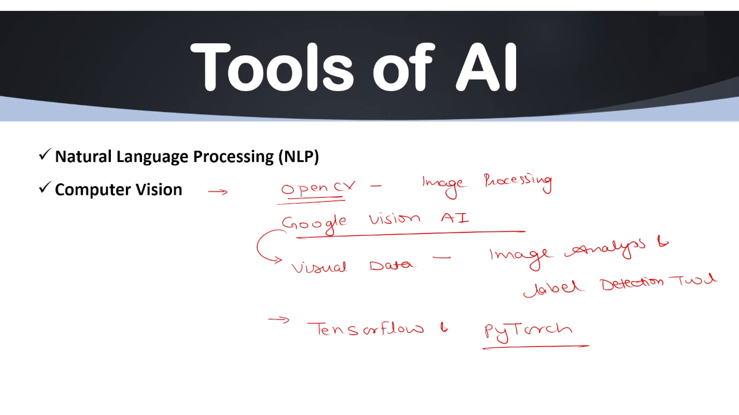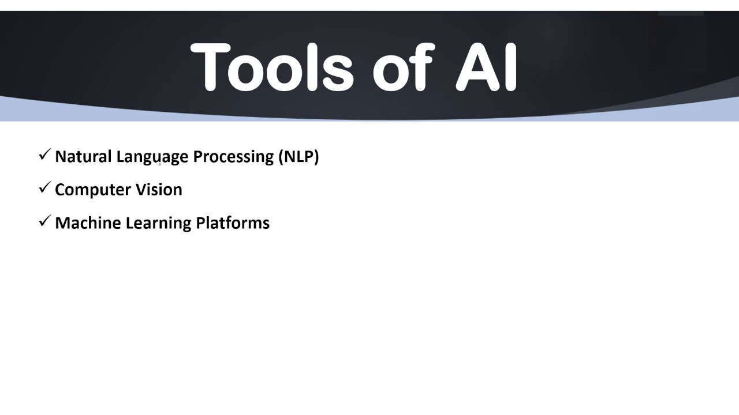All right. The next point we have is machine learning platforms. Under machine learning platforms, we have some tools that include, first, scikit-learn. It is a library for traditional machine learning algorithms. Second, we have RapidMiner.